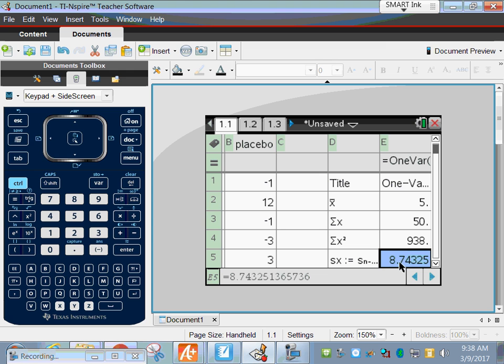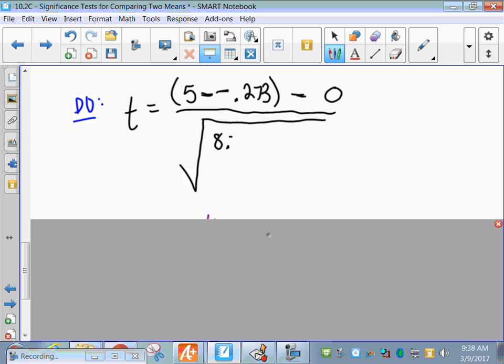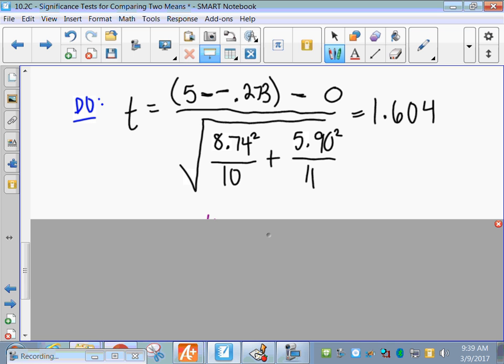So 8.74 squared divided by the number of people in the study. So this one was 10. Our calcium people had 10. All right. And again, you'd have to do one variable statistics for the other one, which gives you a standard deviation of 5.90. And the second group had 11 people. Okay, calculate that out, and we get 1.604.